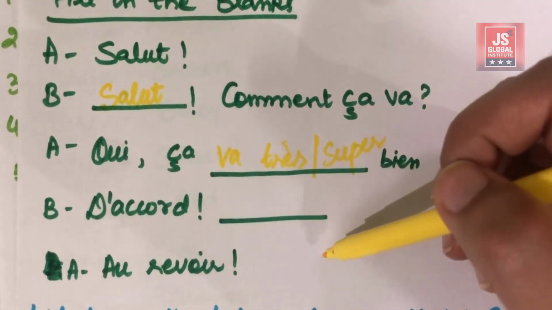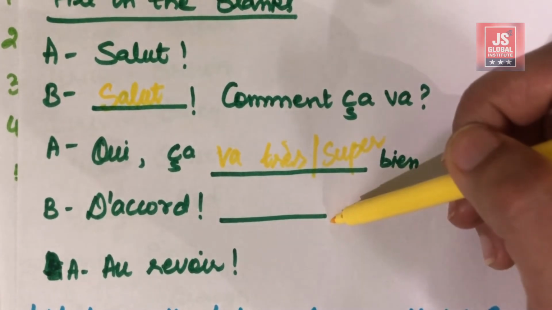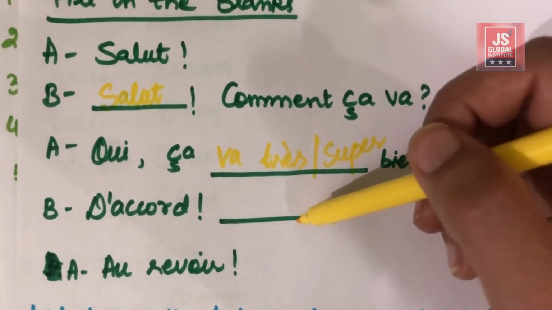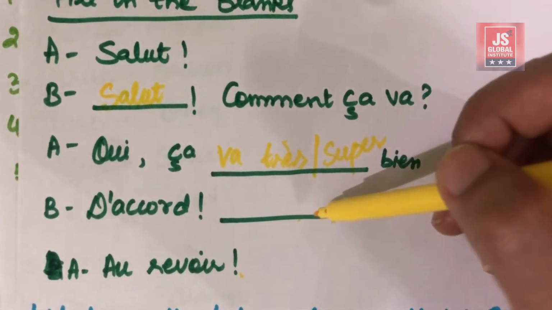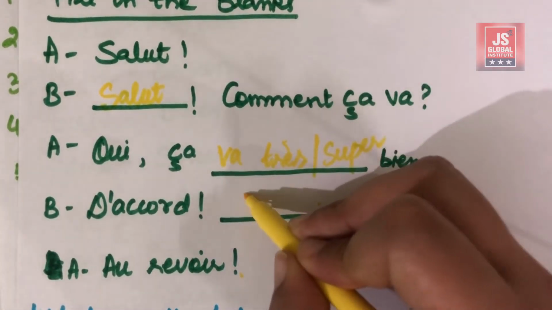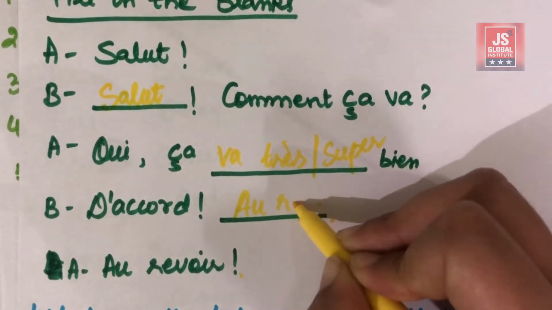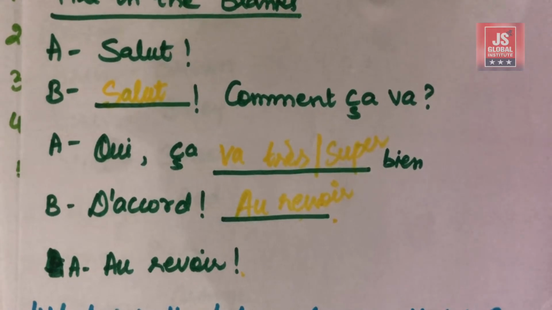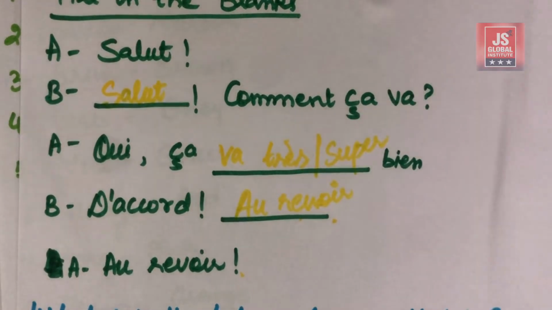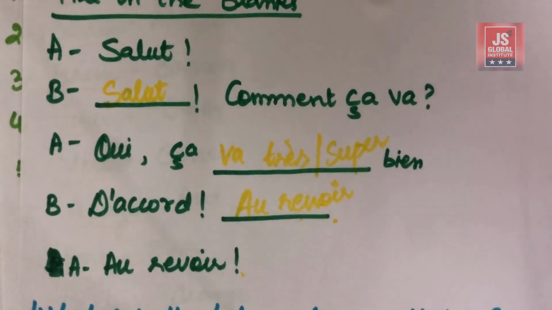D'accord. So what can be the further salutation over here? You can see the next salutation, that is au revoir. So the answer would be au revoir here, right? This is the exact answer, that is au revoir. Alright, so this was a small exercise. Now let's move on to the next topic.